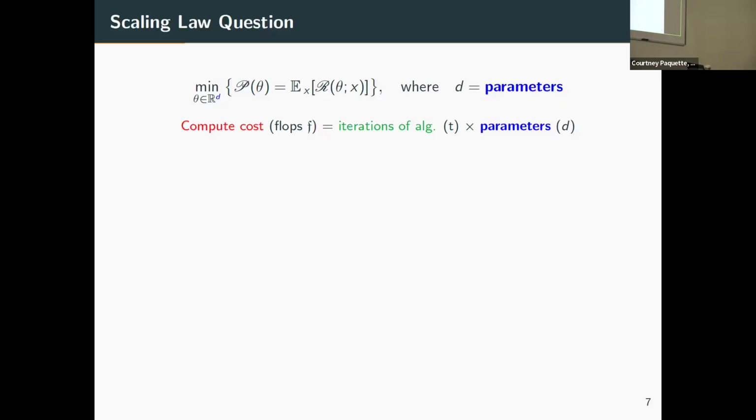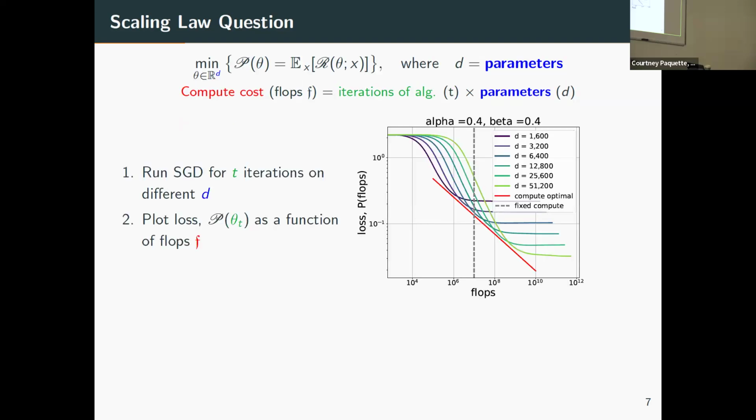So how do we frame this as a math question? The idea is that I'm going to be minimizing an expected risk. D is my parameters, because I have infinite data. I can just say, as a rough estimate, that compute is basically the number of iterations, T, times the number of parameters, D. Let's just say up to proportion.